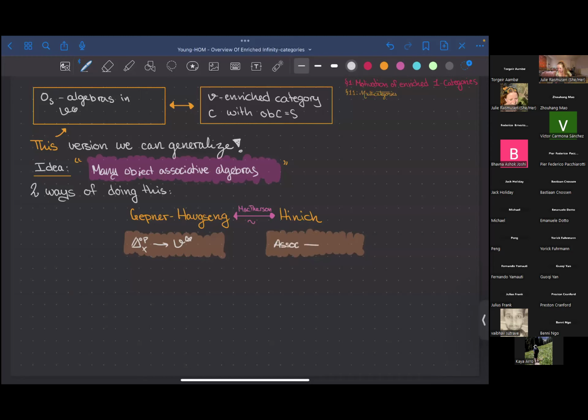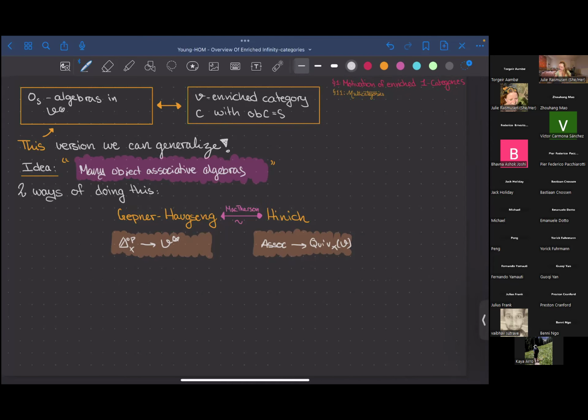So it's an associative algebra that goes into quivers on X in V. These two have been proven to be equivalent. The most well-known and used is the one by Gepner-Haugseng. Yeah, so I will be focusing on that one. Also, it's a lot easier to see where we get the structure that we want when we're considering that.